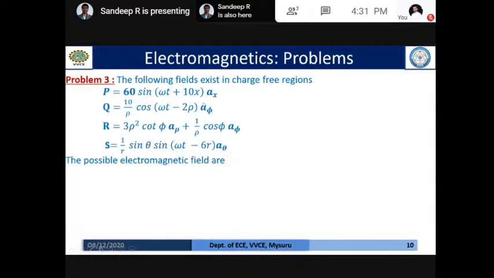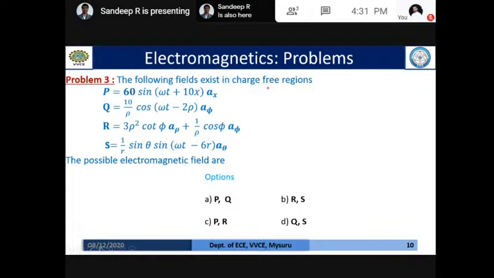So next question, different field equations are given. The following fields exist in charge-free regions. P vector is given, Q vector, R vector and S vector. Four vectors are given. You have to determine the possible electromagnetic fields. The options are given here: PQ vector fields, or RS, or PR, or QS. So these are the 4 options given.